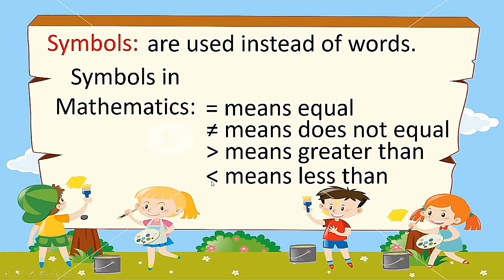Okay, can you repeat? Means equal. Means does not equal. The third one means greater than. The last one means less than. Please remember all of these signs. Okay, let's proceed.